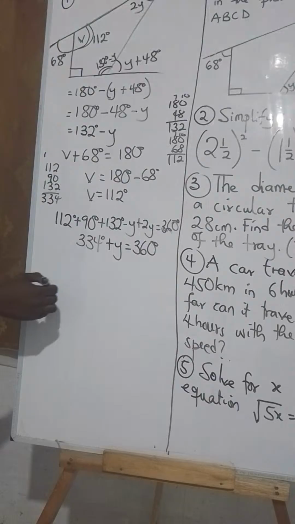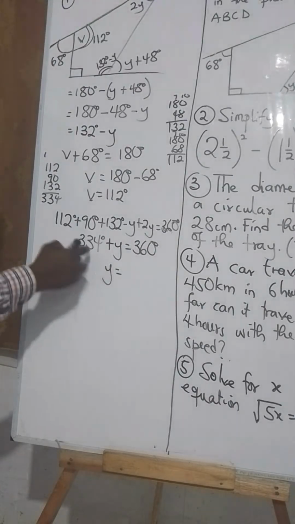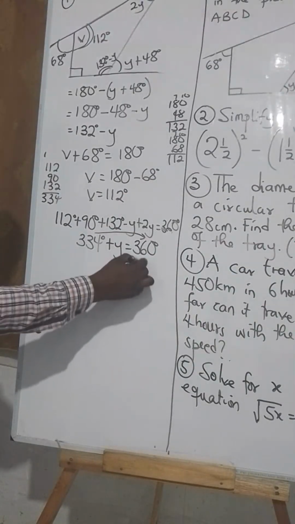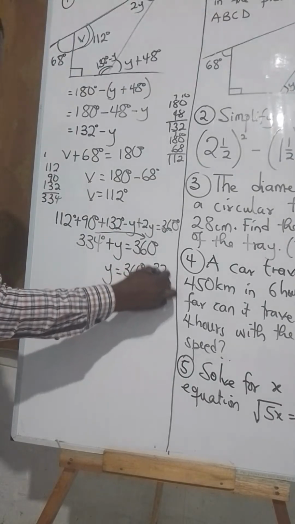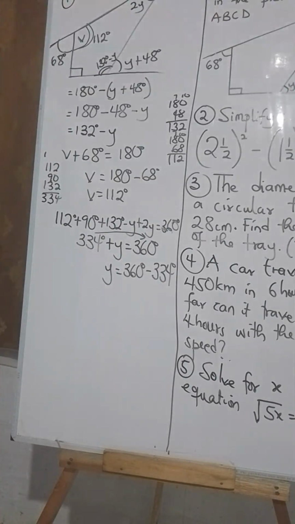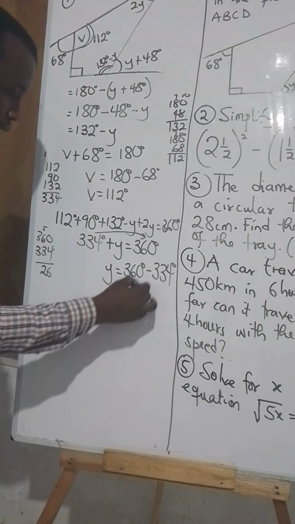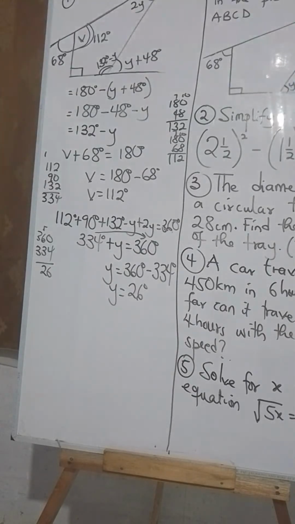So 334 degrees plus y equals 360 degrees. From here, we move the 334 to the right side: 360 minus 334 degrees. 360 minus 334 is 26. So y is 26 degrees. I hope it's simple here.